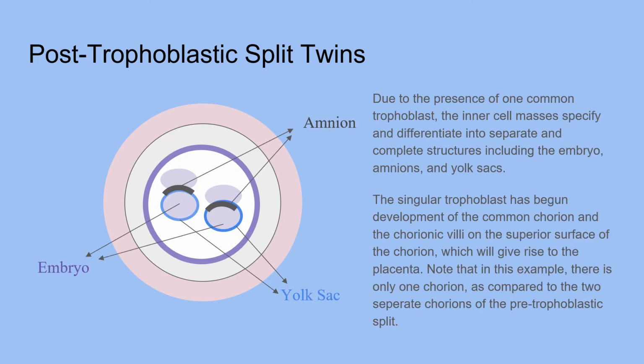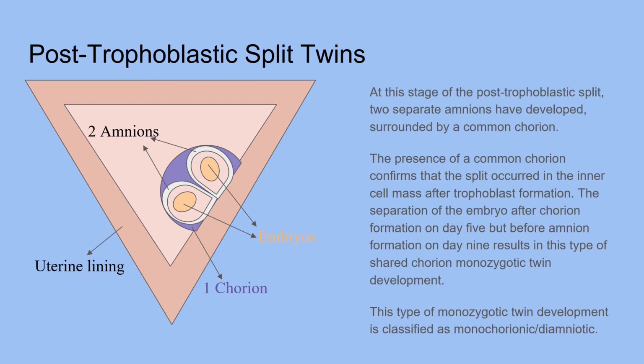So here, the inner cell masses specify and differentiate into separate and complete structures, including the embryo, amnion, and yolk sacs. The singular trophoblast has begun development of the common chorion and the chorionic villi on the superior surface of the chorion. There's only one chorion here, as compared to the separate chorions in the pre-trophoblastic split. At this stage, it's attached to the uterine wall. There's a single chorion, 2 amnions, and 2 embryos here.